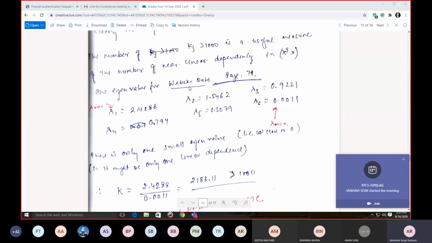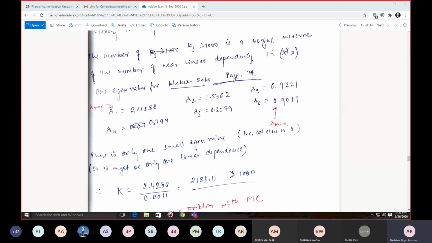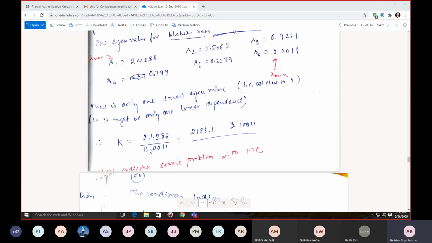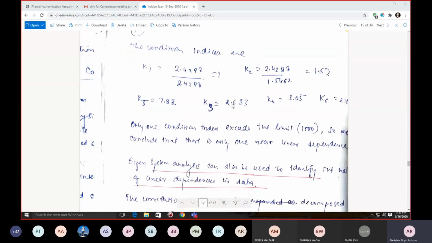Let's say we have the data I showed last time. For that data we have lambda 1, lambda 2, lambda 3, lambda 4, lambda 5 and lambda 6. This is my lambda maximum and this is my lambda minimum. Now I check the value of maximum by minimum: I get 0.2448 upon 0.001, so its value is 2188. It means that we have strong multicollinearity, whereas we had not seen strong multicollinearity in that data. So this is how we can detect strong multicollinearity in our data.